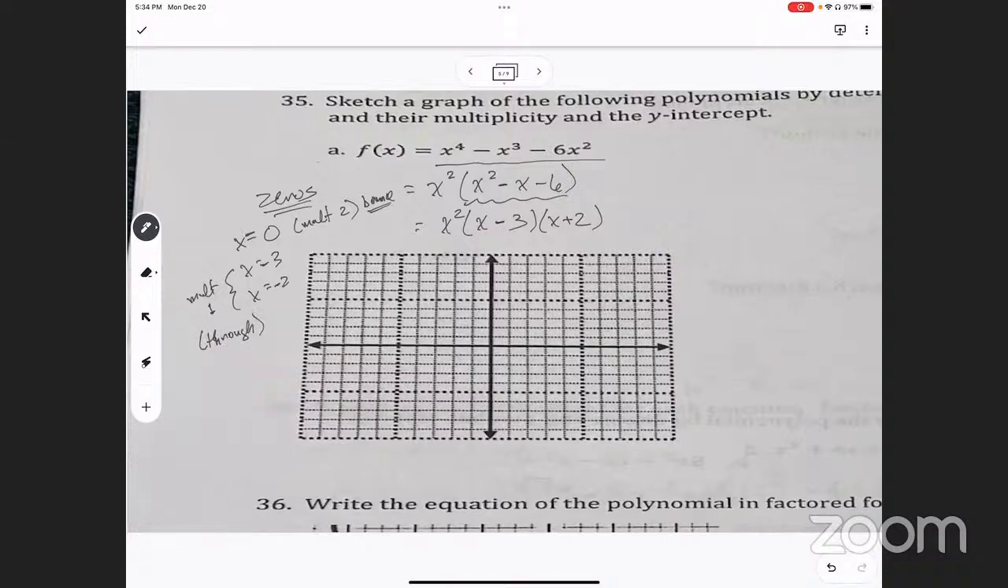So we're going to draw our points in here. My points are: here's one at 0, here's one at 3, and here's one at -2. And now we're going to look at the end behavior. Do you understand end behavior?